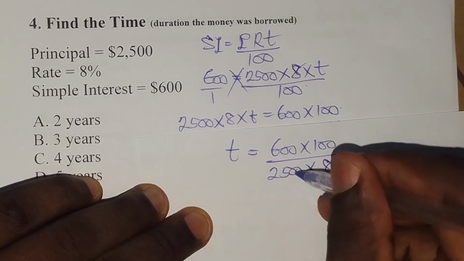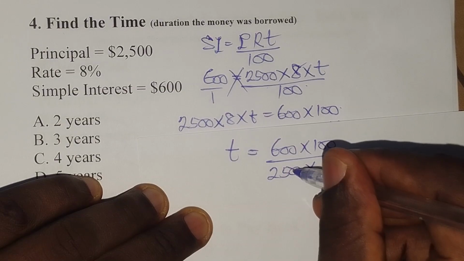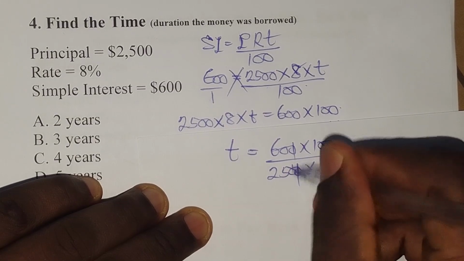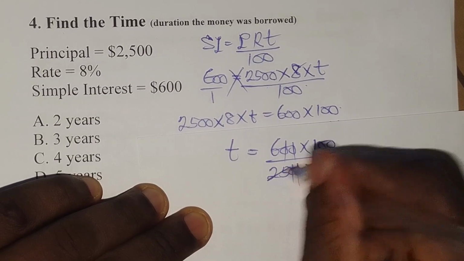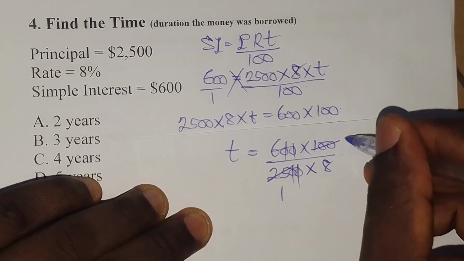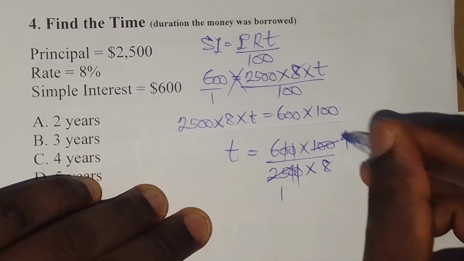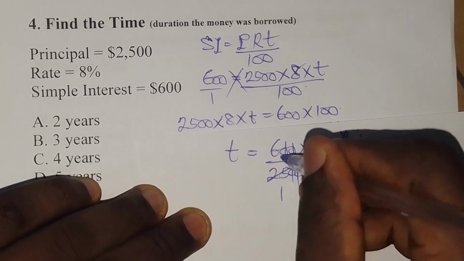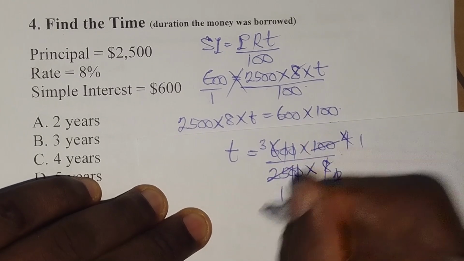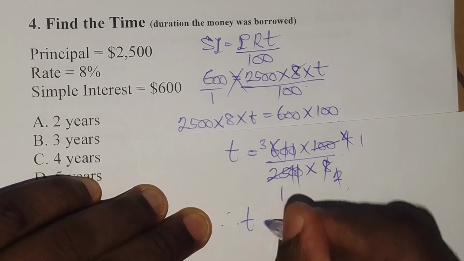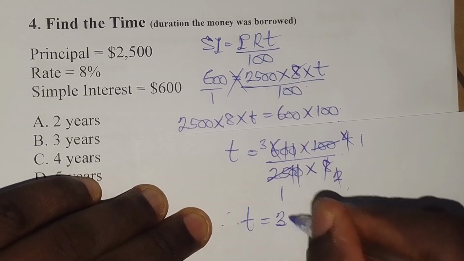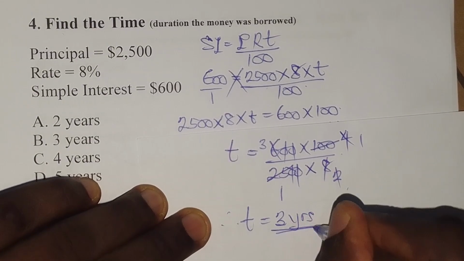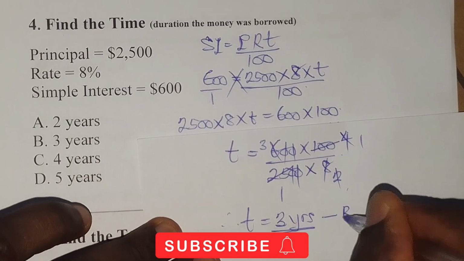So let's remove all the trailing zeros. 25 into 25 is 1, 25 into 100 is 4. 4 into 4 is 1, 4 into 8 is 2. 2 into 2 is 1, 2 into 6 is 3. So our final time becomes 3 years. That's our final answer, which is B.